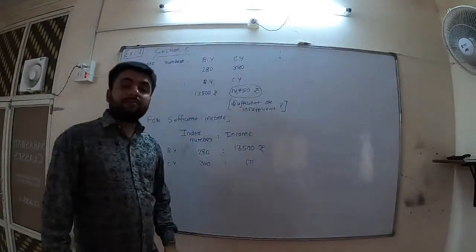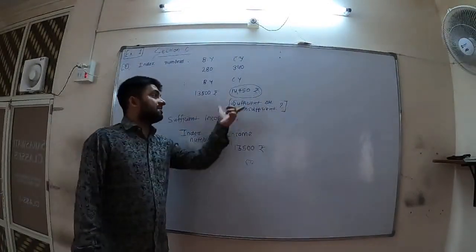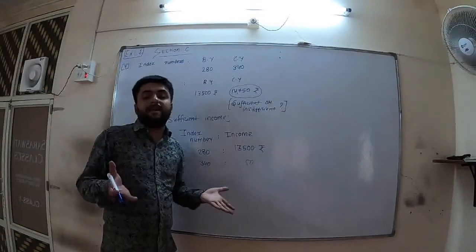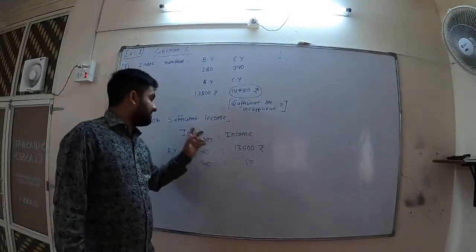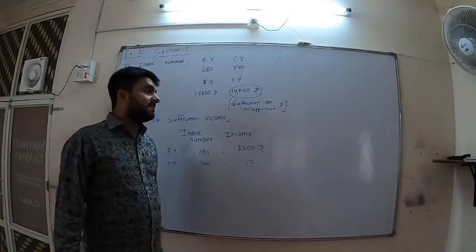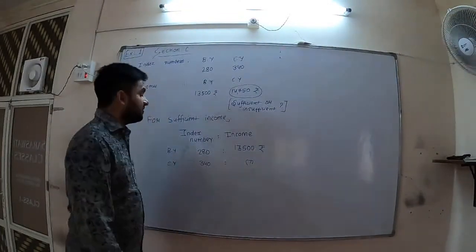Why am I writing the question mark? If I am not writing the question mark, how will I know? Okay, this is the income and this is the sufficient income. So whether the income is sufficient or not, we need to check.